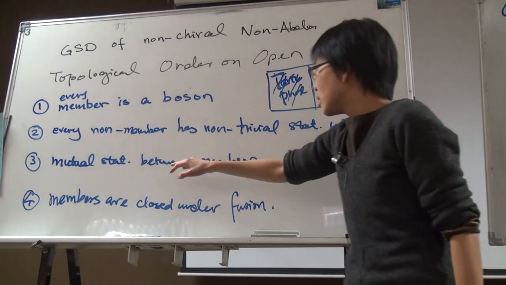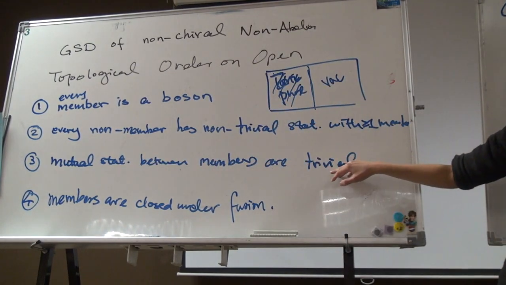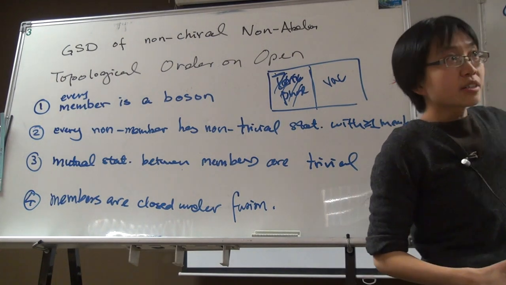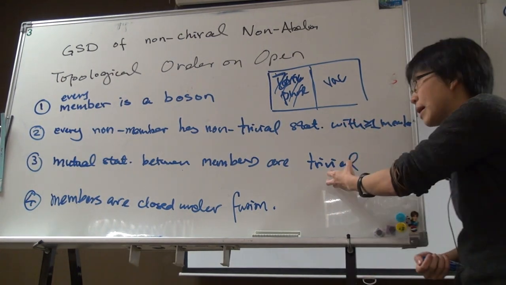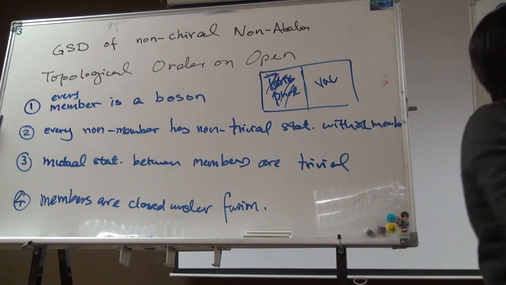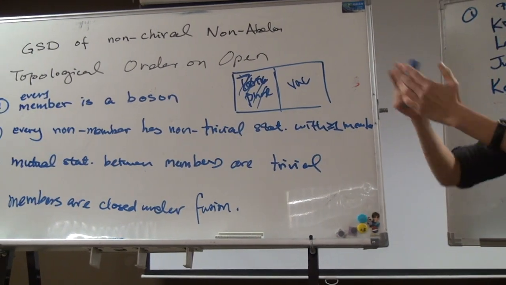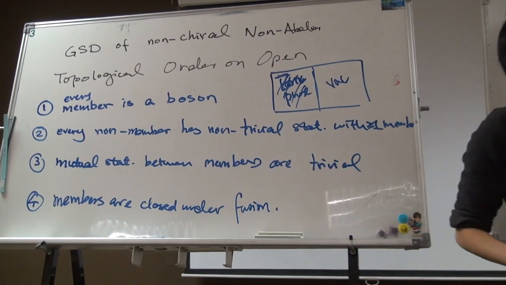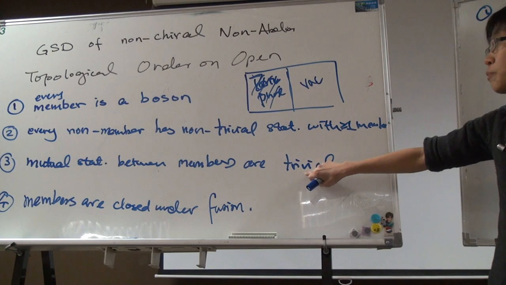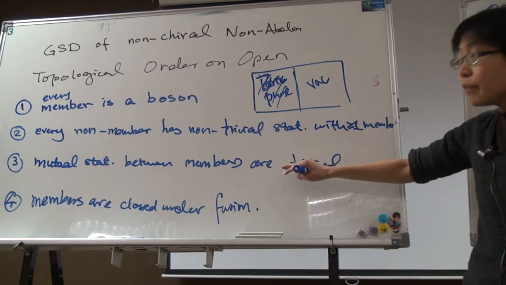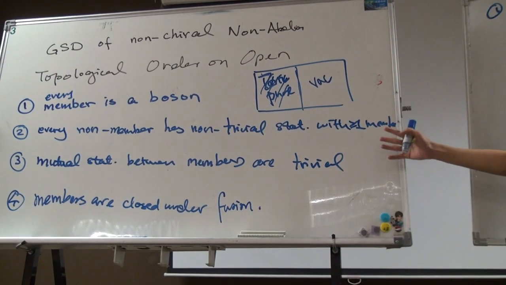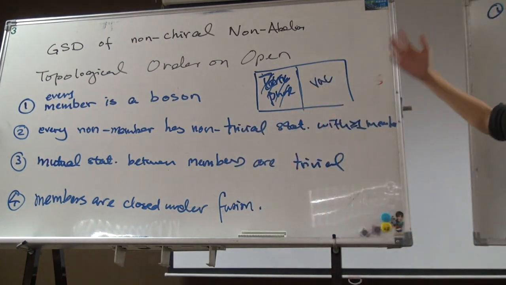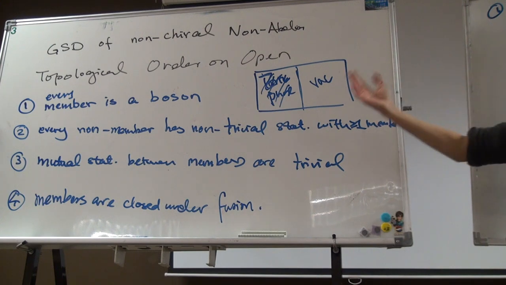And the mutual statistics between members are trivial. This might also be very tricky because when I consider the braiding statistics between two anions, I would have to specify the fusion channel before I could talk about the braiding statistics. And so this also becomes a little bit ambiguous. And so I'm not able to directly apply all the lessons that we have learned in the abelian story to the non-abelian story.